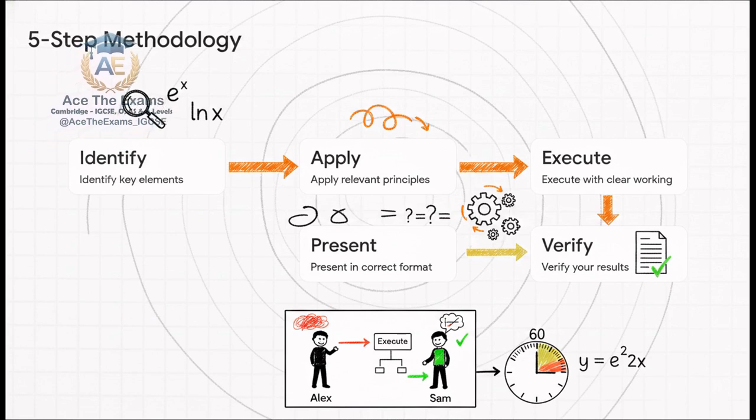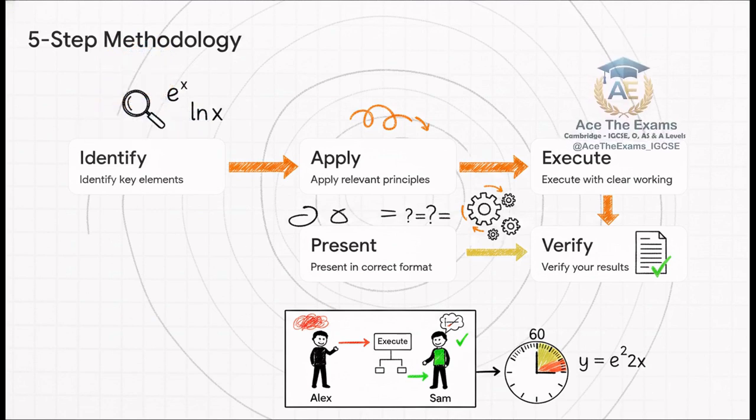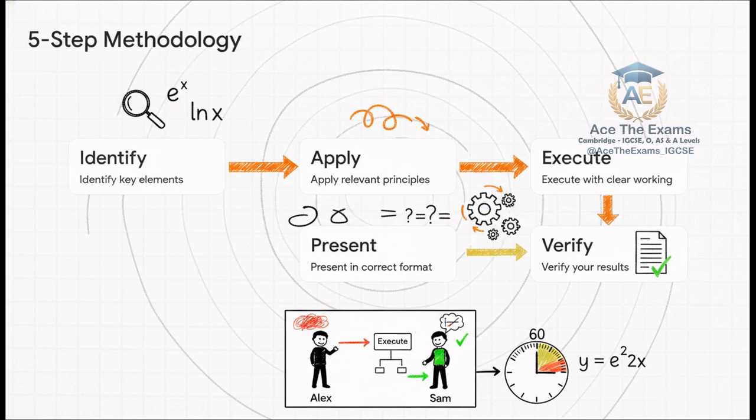Verify your results. For example, you have to ask yourself, does the mathematical domain restrict certain negative answers? Step 5. Present in the appropriate format. Look, when students stop skipping directly to step 3 and actually start identifying the elements first, and when they deliberately slow down to verify their results, their marks drastically improve. We're going to do this live.